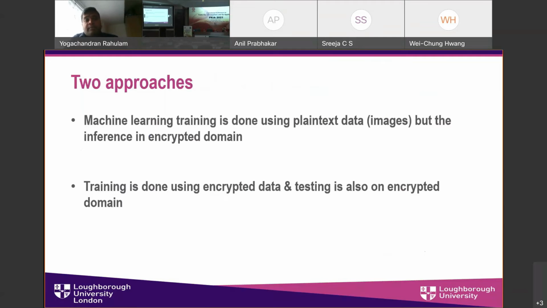And there are two approaches. One is training the machine learning model as well as performing the inference, everything in the encrypted domain, right? Or what you can do is, a company will train a model and get a model, but they will provide the service in the encrypted domain, right? And we will be focusing on the second one, where the model is trained in the plain domain, but it will be inferred in the encrypted domain.